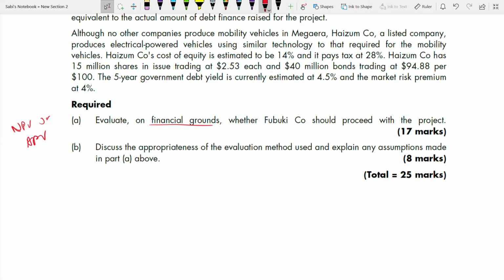Coming to B. Discuss the appropriateness of the evaluation method used and explain any assumptions made in part A above. Whenever we have to calculate net present value or adjusted present value, there are tons of assumptions used. You have to now explain those assumptions. Evaluation method means how appropriate the net present value or the adjusted present value is to take this decision whether you should go with the project or not. It's for 8 marks: 4 marks for the appropriateness of the evaluation method, and the other 4 marks for your assumptions.